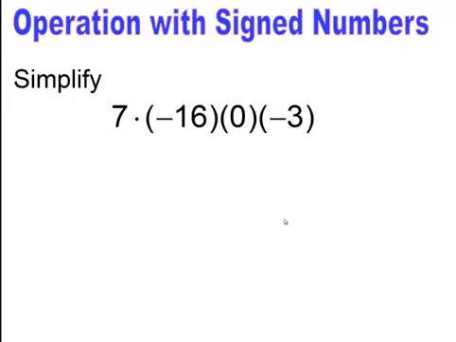Pause and try. So this one, I want you to notice, you can do it from left to right, but you're multiplying inside there by a 0, so it's always going to end up being 0 when you multiply by 0.